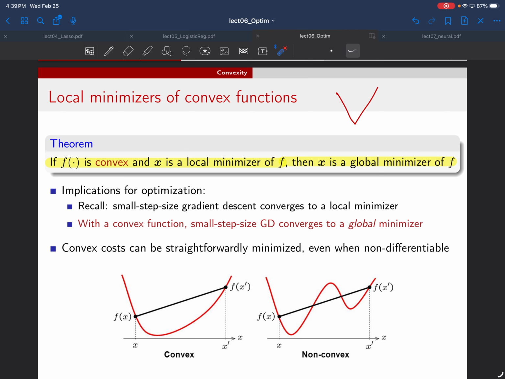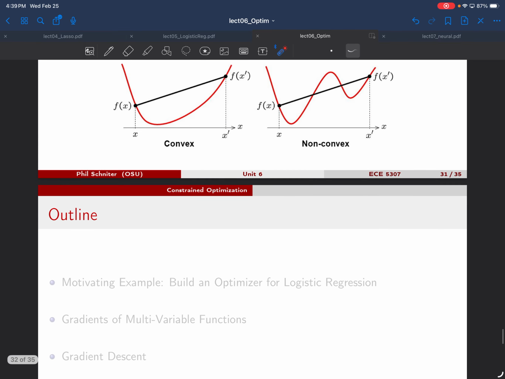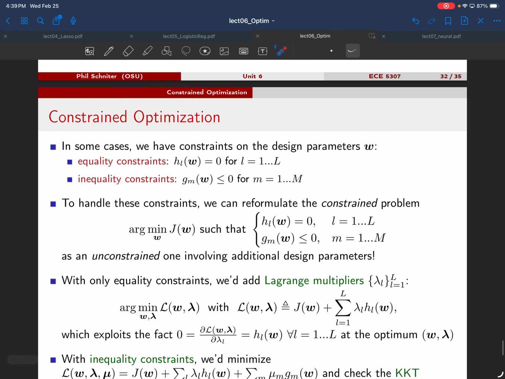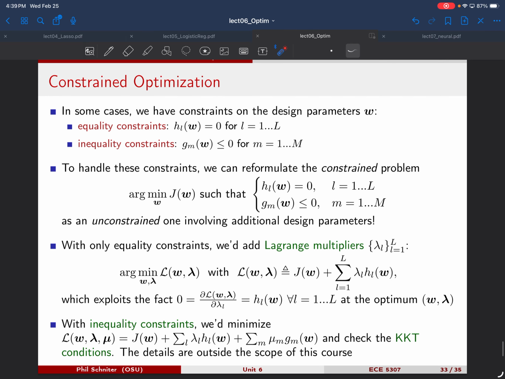Okay, so that's really all I wanted to say about convexity. Are there any questions about convexity? Okay, great. And there's just one other topic I wanted to briefly talk about because sometimes it comes up in this course, which is constrained optimization.